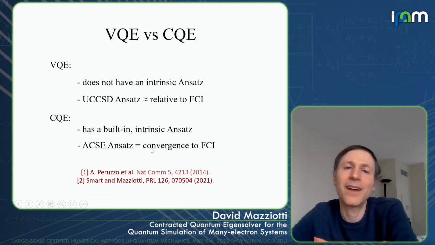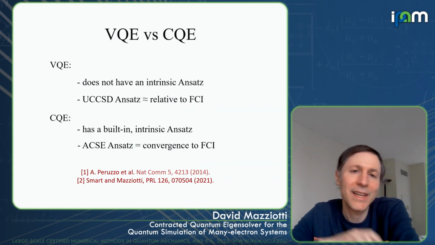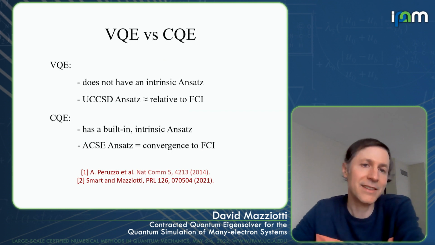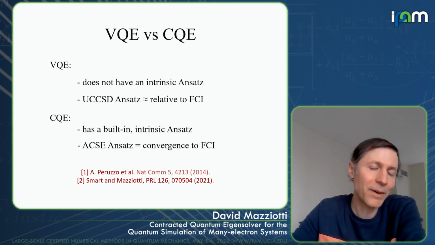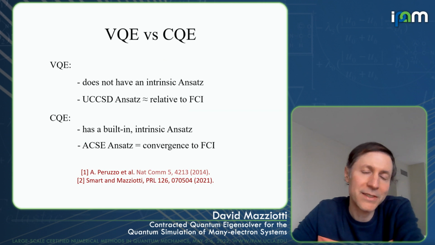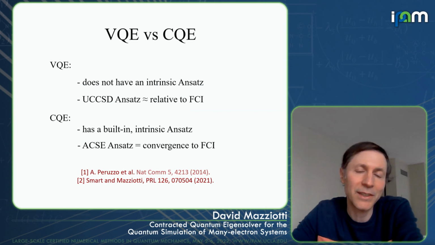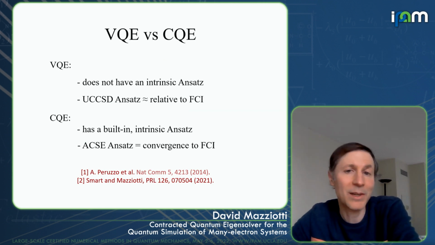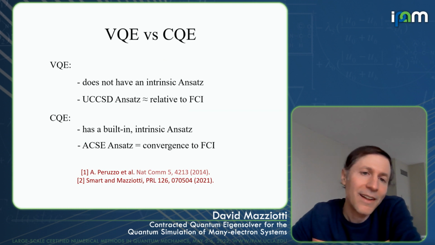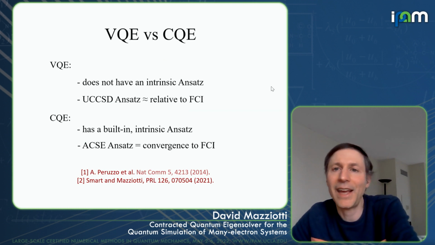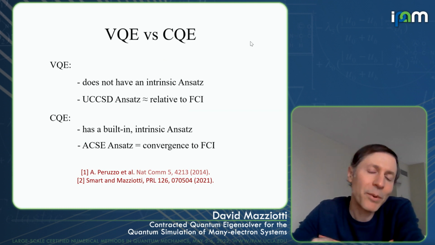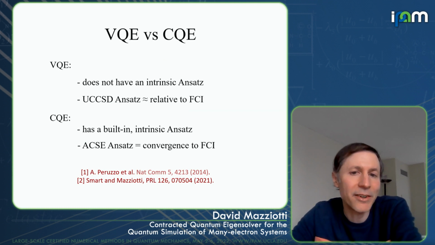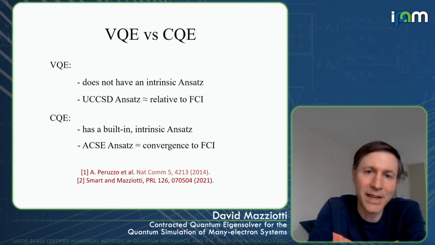Okay, so the variational quantum eigensolver doesn't really have an intrinsic Ansatz. It can generate Ansatze. Of course, you could use, for example, a unitary coupled cluster singles doubles Ansatz. But again, that's an approximation to the full CI. The CQE has a built-in intrinsic Ansatz. And importantly, the ACSE Ansatz provides convergence to the full configuration interaction result.